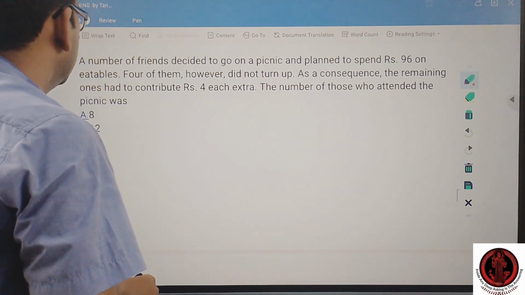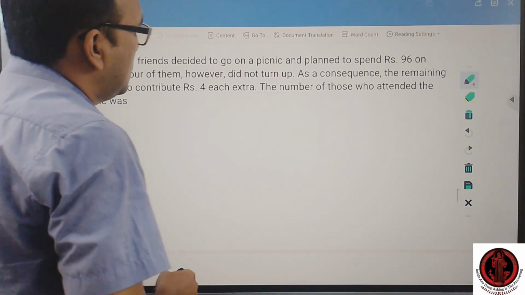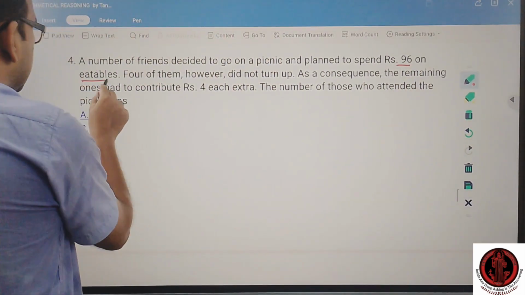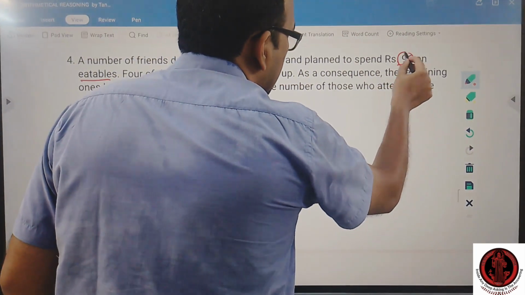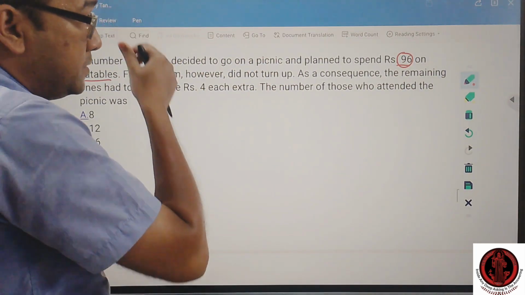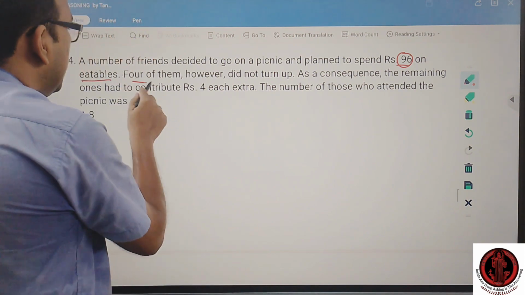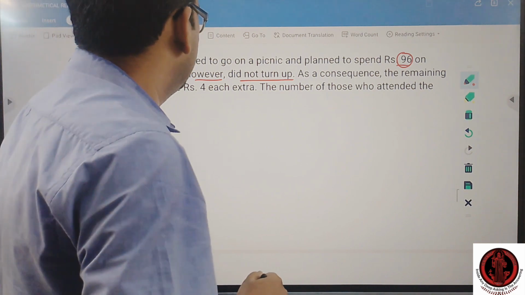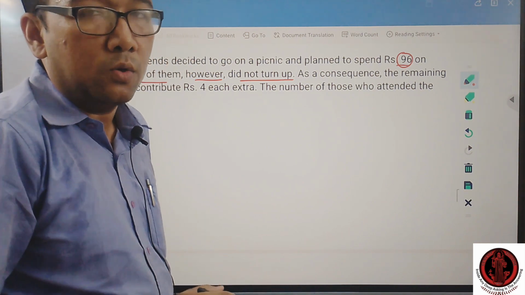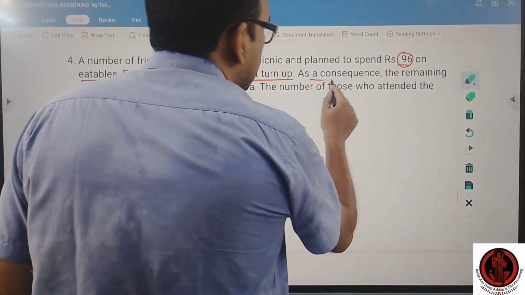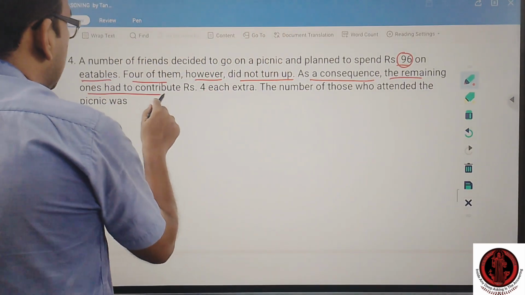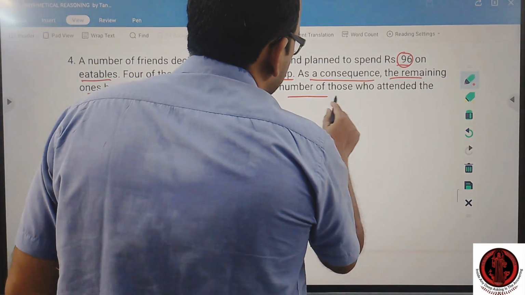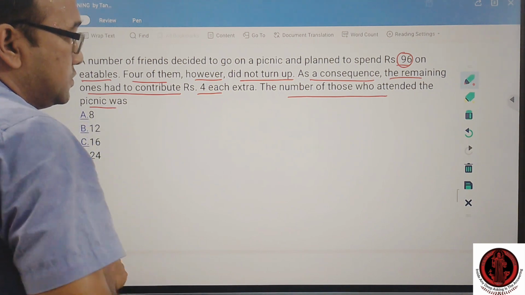Question number 4, देखो. A number of friends decided to go on a picnic and planned to spend ₹96 on eatables. That means the total expenditure is ₹96. 4 of them, however, did not turn up. That means 4 of them did not go. As a consequence, the remaining ones had to contribute ₹4 each extra. The number of those who attended the picnic was.